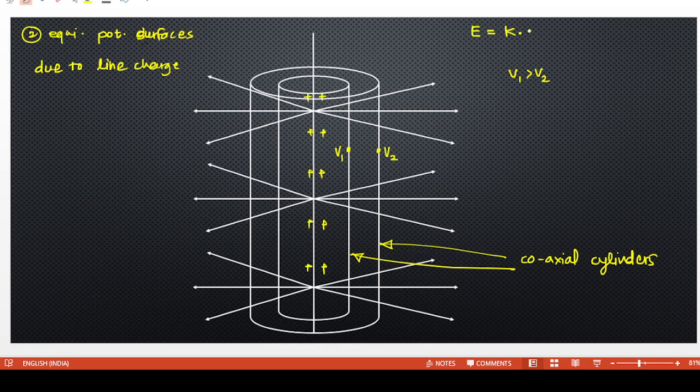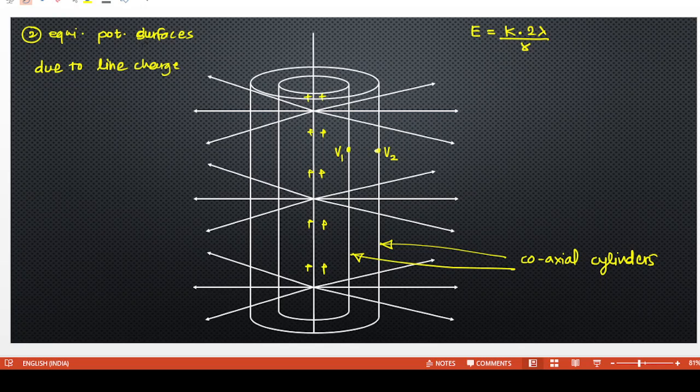K 2 lambda upon r. Let us say the rod is positively charged. If it is positively charged, electric field will be away. If it is negatively charged, electric field will be towards. Now I want to find potential difference between these two surfaces.